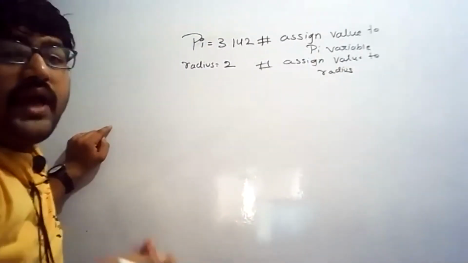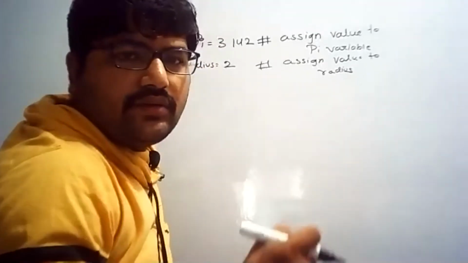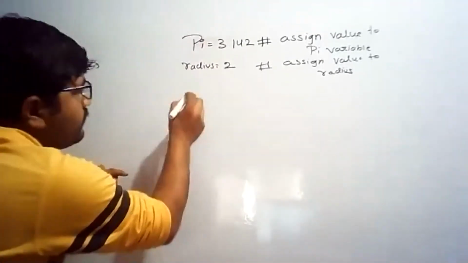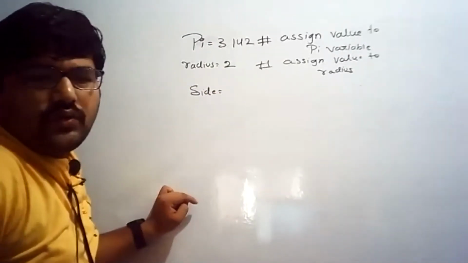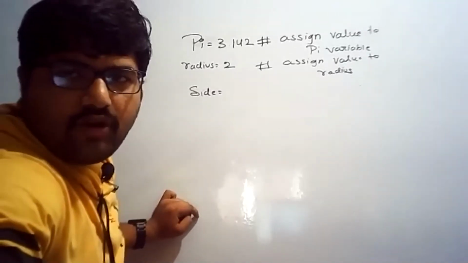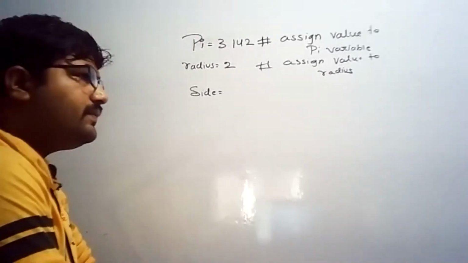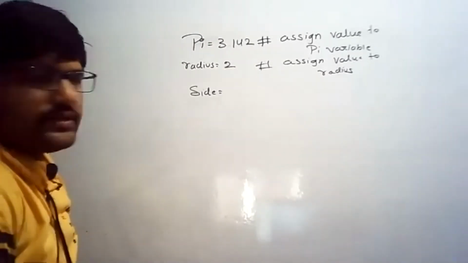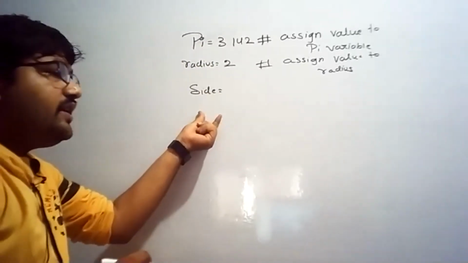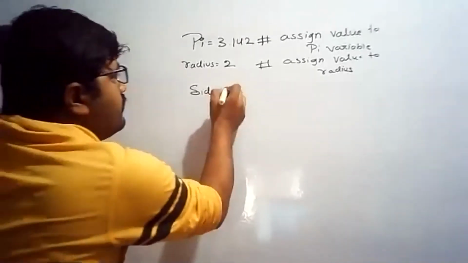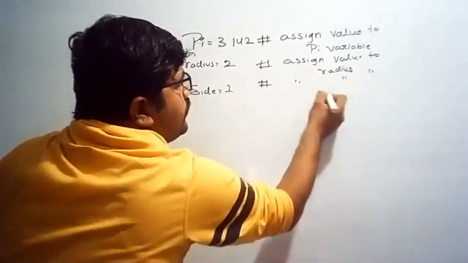The same thing, I require a third variable, that is to find out the square, that is side. What is side? Side is equal to... am I audible to you people? Raise your hands. Yes. So pi I have declared, radius I have declared. Next I need to declare the side variable. Comment: assign value to side.